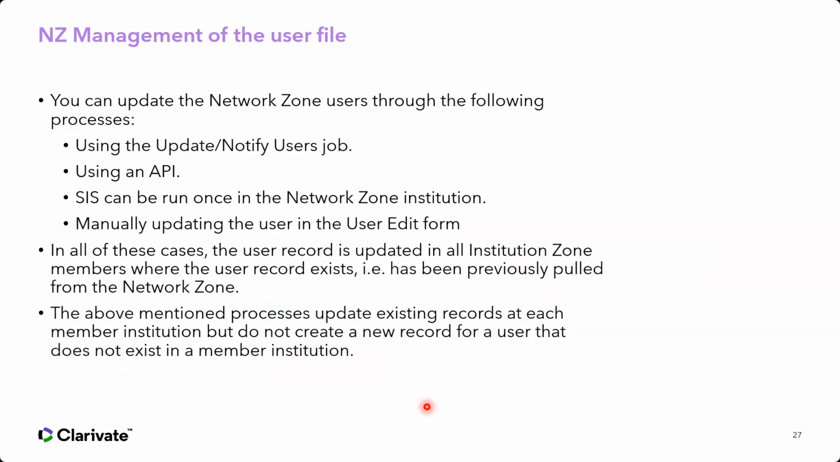Okay, so we were talking about how the updates at the network zone happen through an SIS feed.